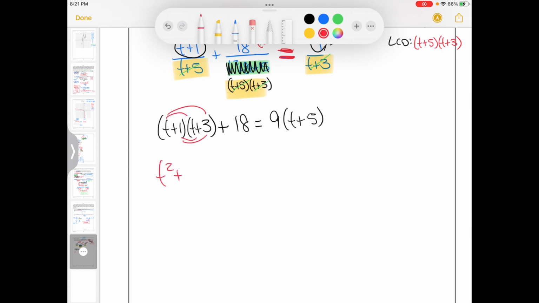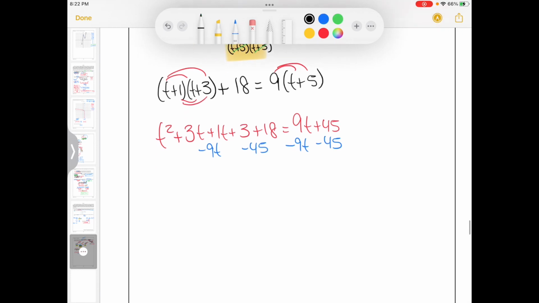First, multiply this out. I get T squared plus 3T plus 1T plus 3. The plus 18 comes down, and I'm going to distribute this through as well. I get 9T plus 45. Now I have a T squared and a T, which means I'm going to have to move these over. So minus 9T minus 45 on both sides. Now combining all of these. The T squared has nothing to combine with, so that just comes down. I have a positive 3T plus 1T minus 9T. 3 plus 1 is 4, minus 9 is a negative 5T.